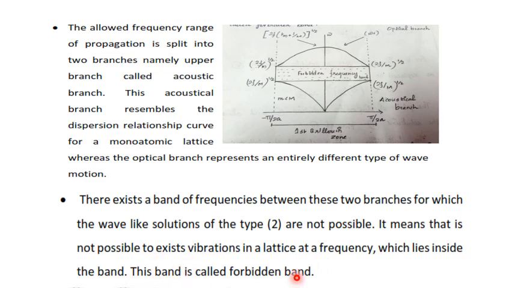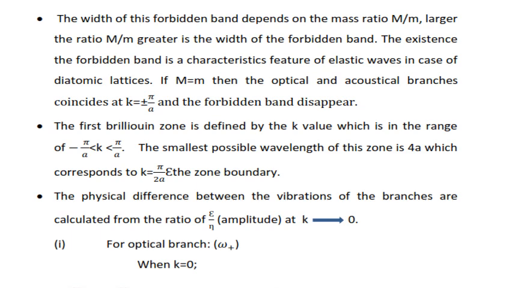When the frequency is in this range, no vibration will exist. There will be no vibration in this band area. Vibration may take place only in the acoustic band or in the optical band. The width of this forbidden band depends upon the ratio capital M by small m. The larger the ratio M by m, the greater is the width of the forbidden band.